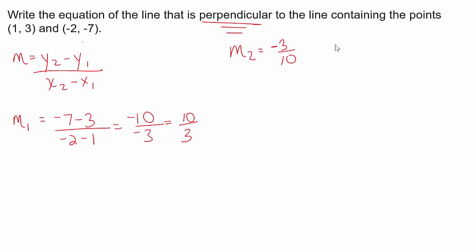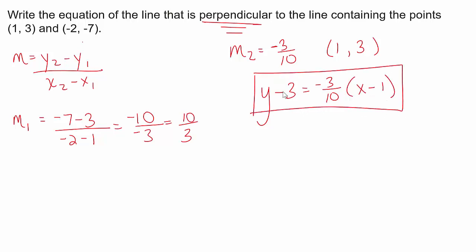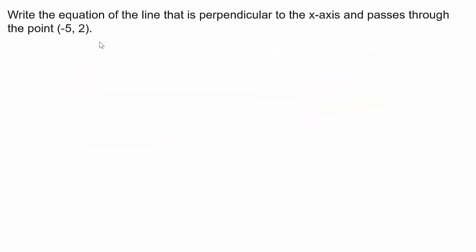I'm going to use that, and for our point, I can actually use either of these 2 points, and I always just go for the first one, but you can use the second one if you want to. And so we get y minus our y value equals our slope for our perpendicular line. Make sure you use the right slope and don't go back to this one. And then x minus our x value. And so this is our equation in point slope form, and from there we could put it in any form we chose. Okay, last example.